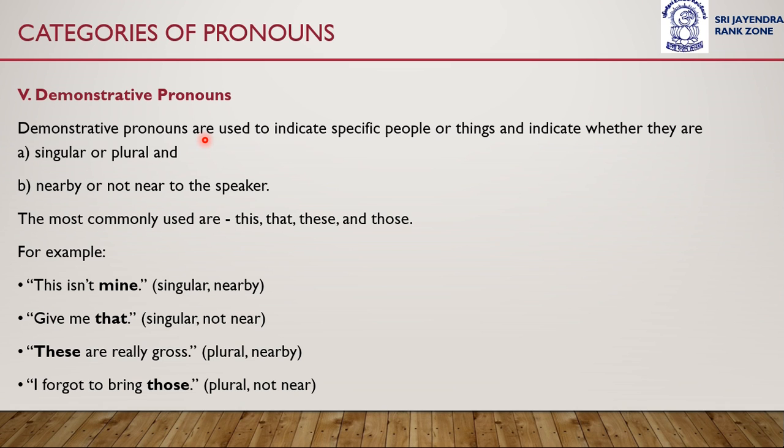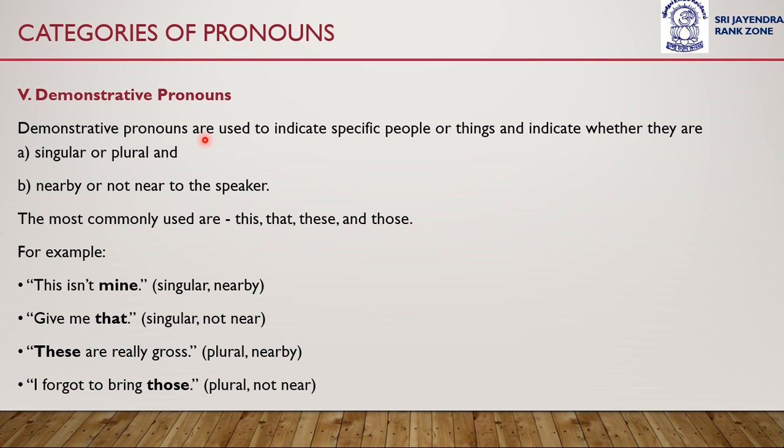Let us move on to demonstrative pronouns. Demonstrative pronouns are used to indicate specific people or things and indicate whether they are, first, singular or plural, second, nearby or not near to the speaker. So demonstrative pronouns specify whether it is a singular or plural form, or whether it is nearby to the speaker or away from the speaker. The most commonly used demonstrative pronouns are this, that, these, and those.